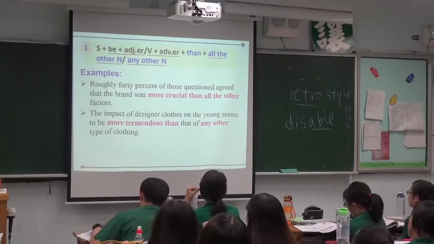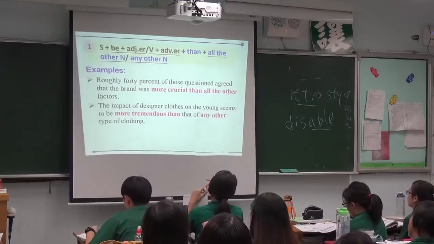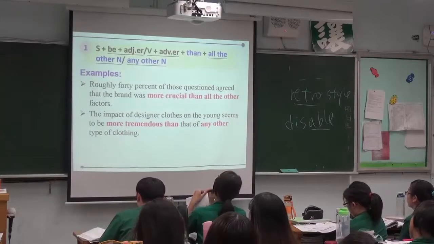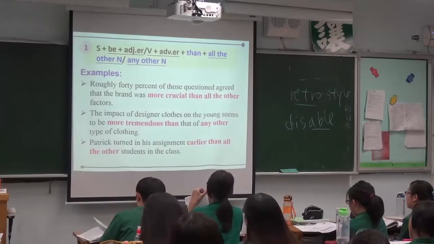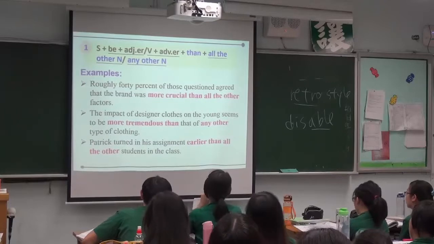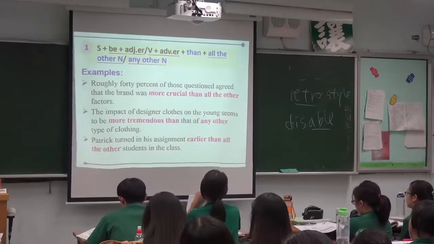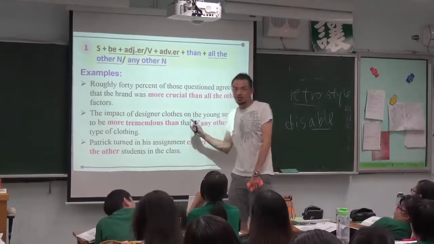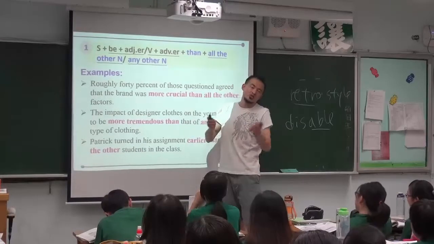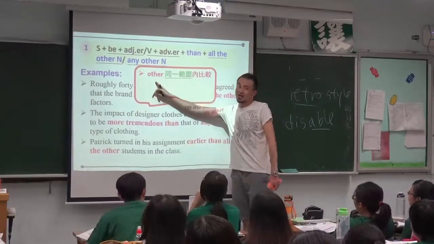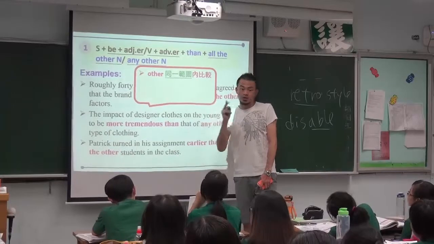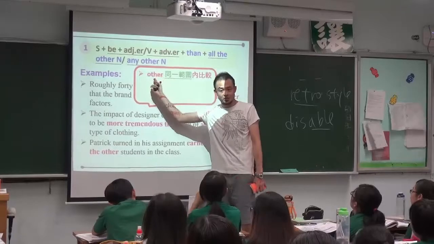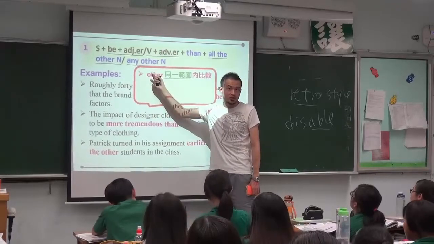of those questioned agree that the brain was more crucial than. Thank you. The second one, the impacts of designer clothes on the young seems to be more tremendous than that of any other type of clothing. And the third one, Patrick turned in his assignment earlier than all the other students in the class. Here, this kind of comparison sentence pattern in Unit 1 we learned it already, but in Unit 7, just a little bit extra reminder. Number 1, here, when you use other, the things you compare, they are within the same range. 所以 other 是其他的，一定只会用在比较同一个范围。在第一课时候讲到这个东西，所以一定是 Taiwan.